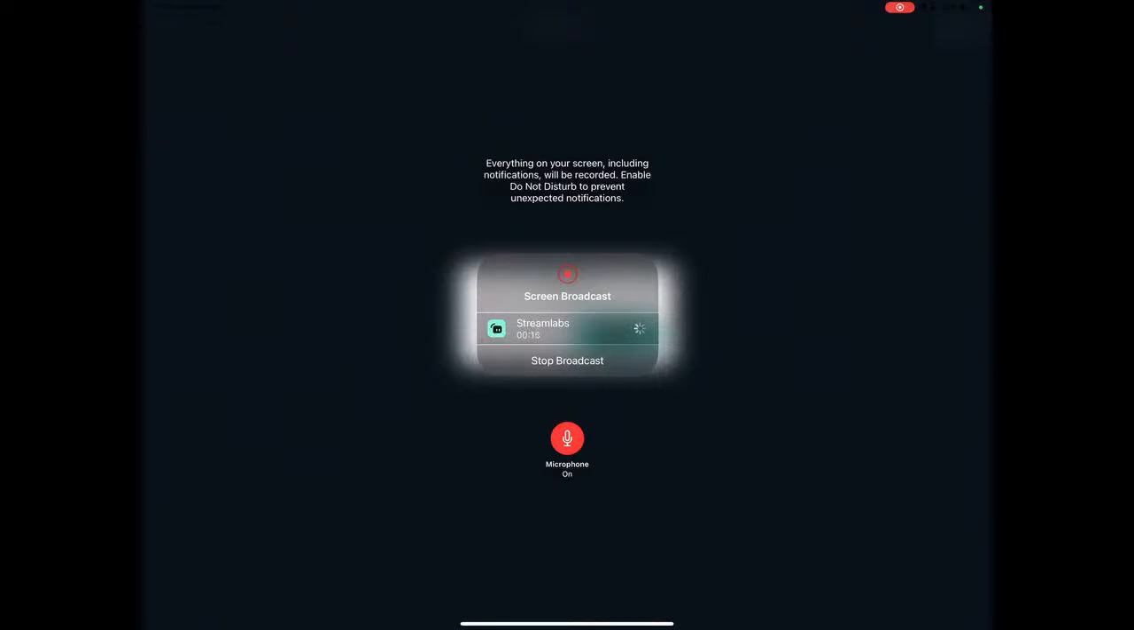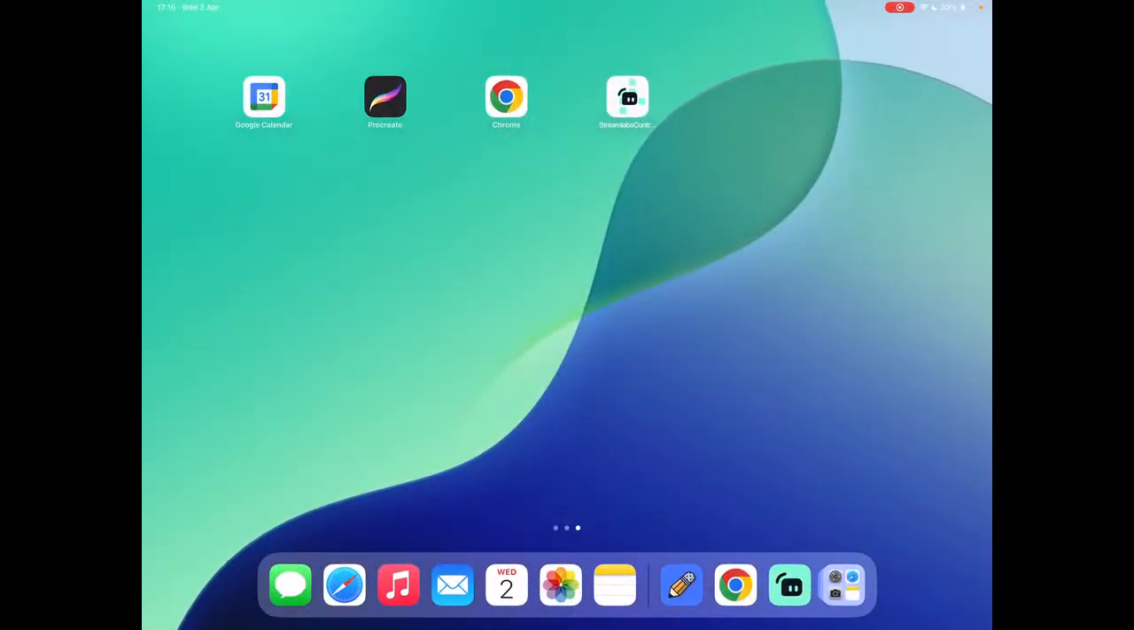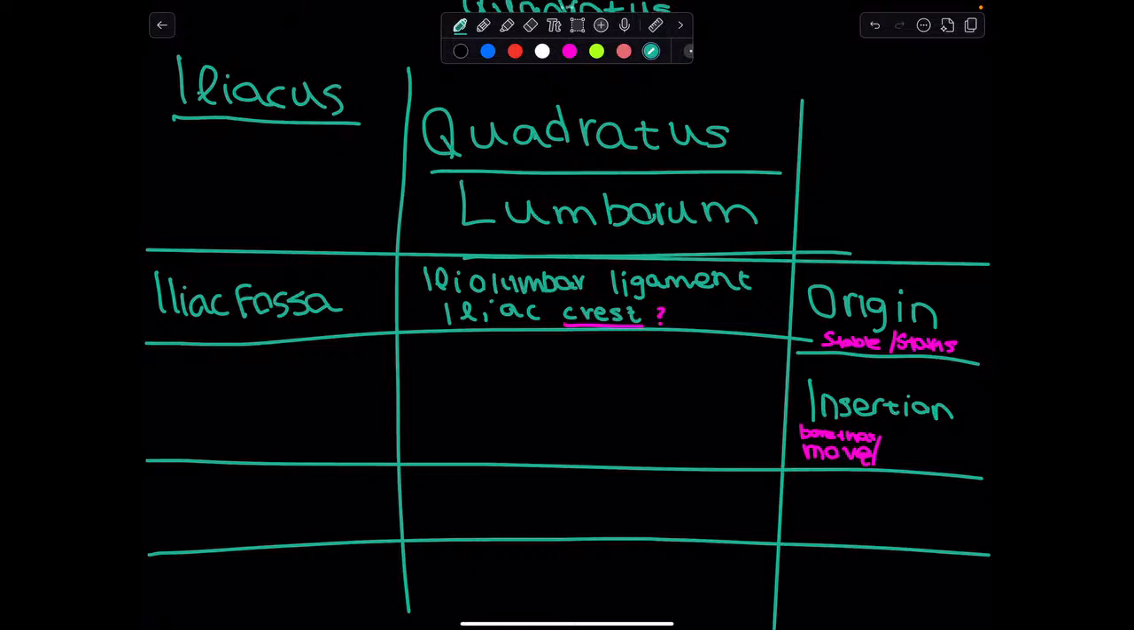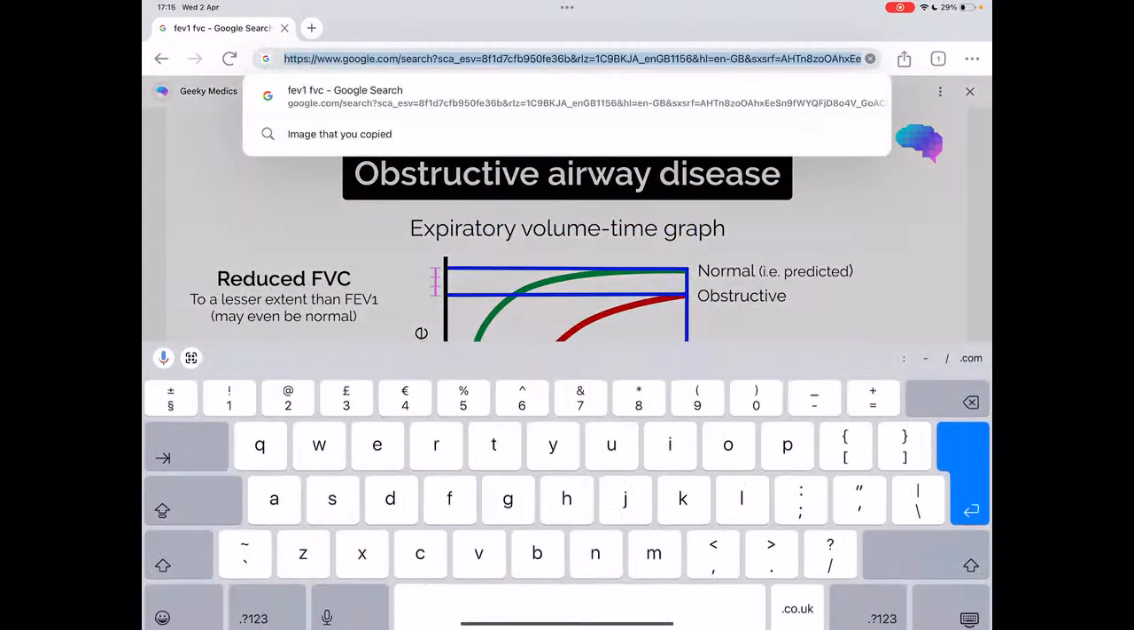It's all good. So, let's continue, ChatGPT, to talk about our insertions and origins, shall we? So, iliacus and quadratus lumborum. We said that iliacus is the iliac fossa and iliolumbar ligament. Iliac crest is the origin of the quadratus lumborum. Let's pull up some pictures, guys. All right, let's dive back in.